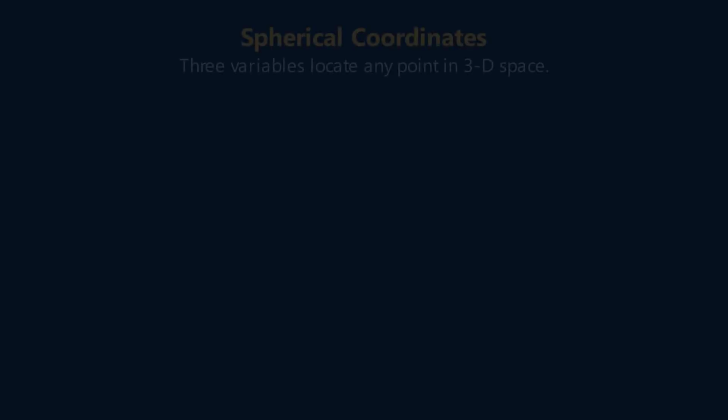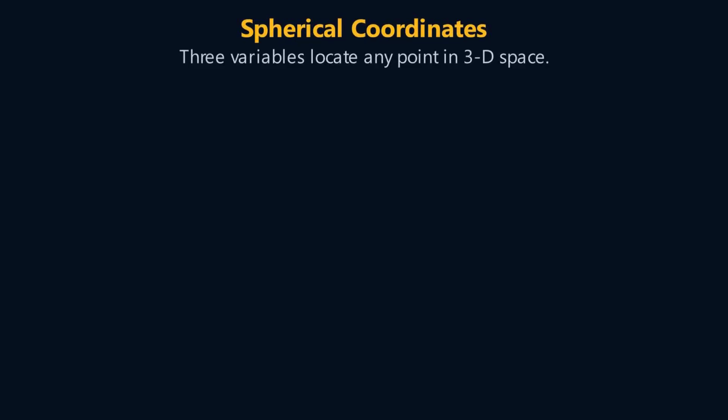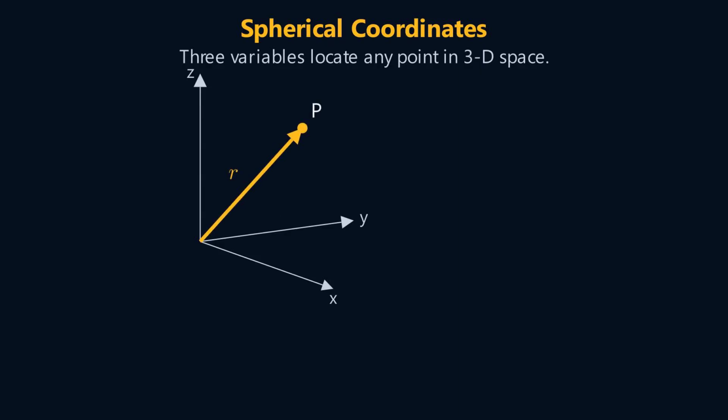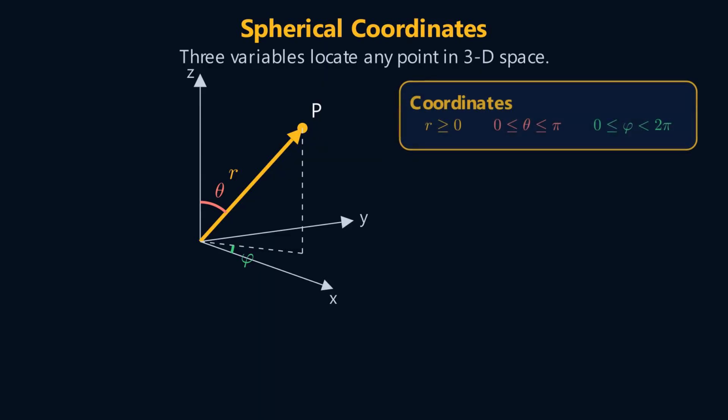The spherical coordinate system uses three variables, r, theta, and phi. R is the distance from the origin to the point, always non-negative. Theta is the polar angle measured from the positive z-axis downward, ranging from 0 to pi. Phi is the azimuthal angle measured from the positive x-axis in the xy plane, ranging from 0 to 2 pi.